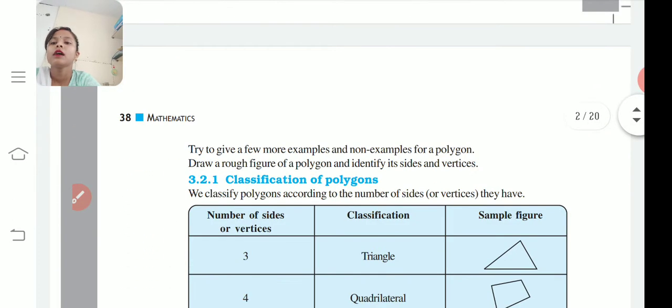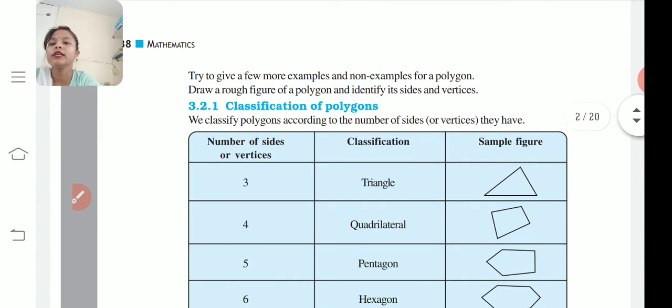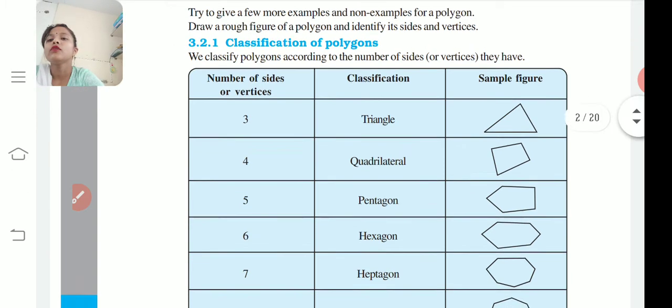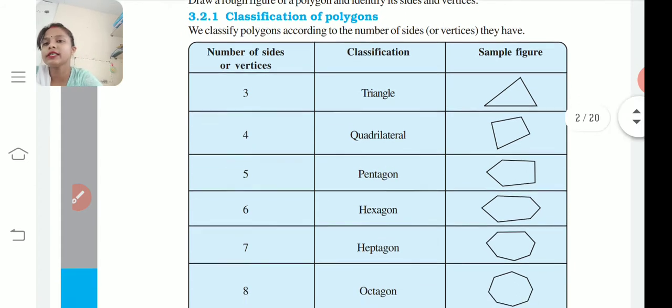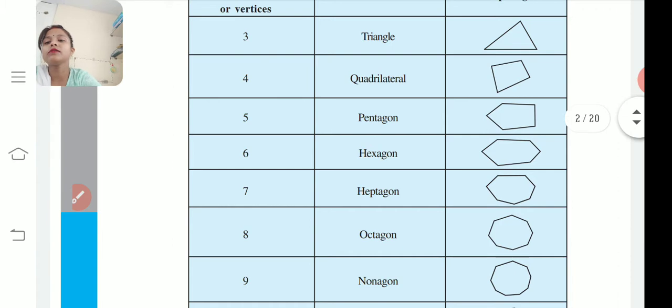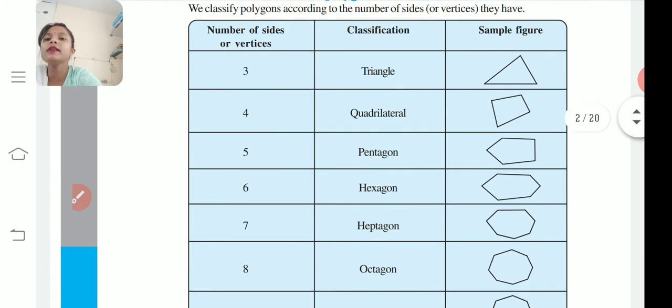Now the classification of polygons. Now you have to classify the polygons. Actually, many types of polygons are there. They are made up of 3 line segments, 4 line segments, 5 line segments, and so on. Here we have the number of sides or vertices, the classification and a sample figure. Either the number of sides or the number of vertices will be given here.